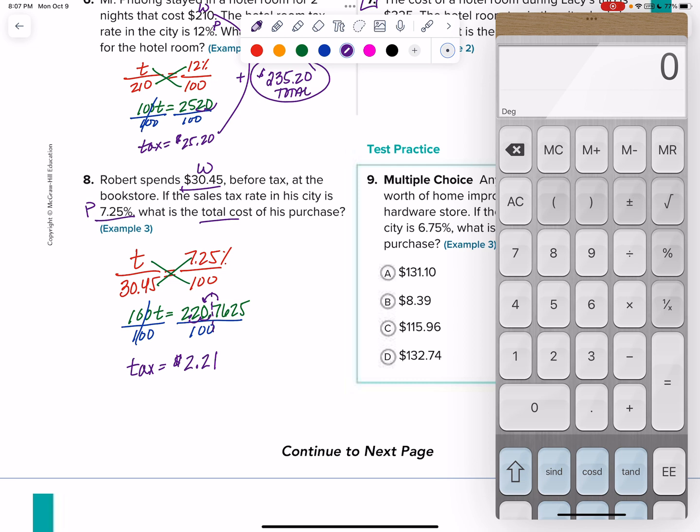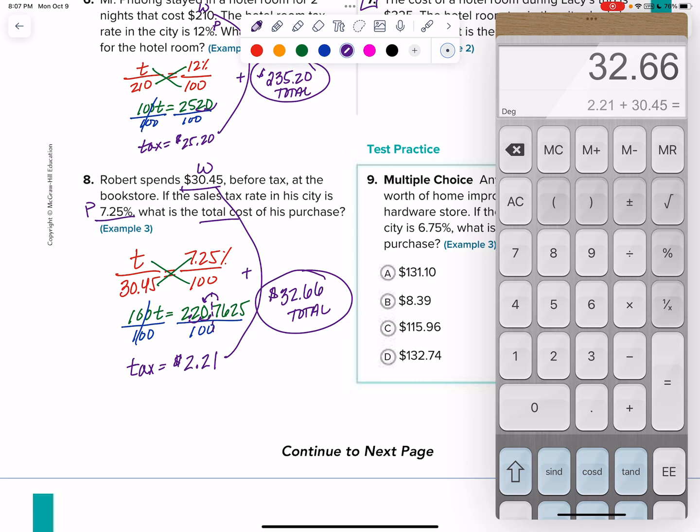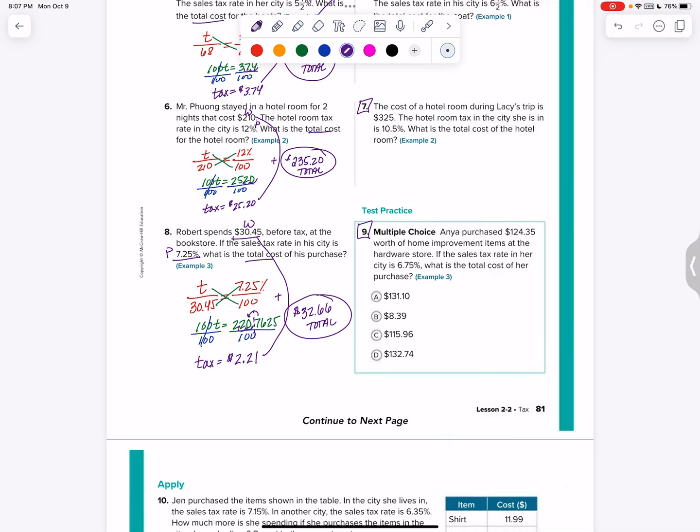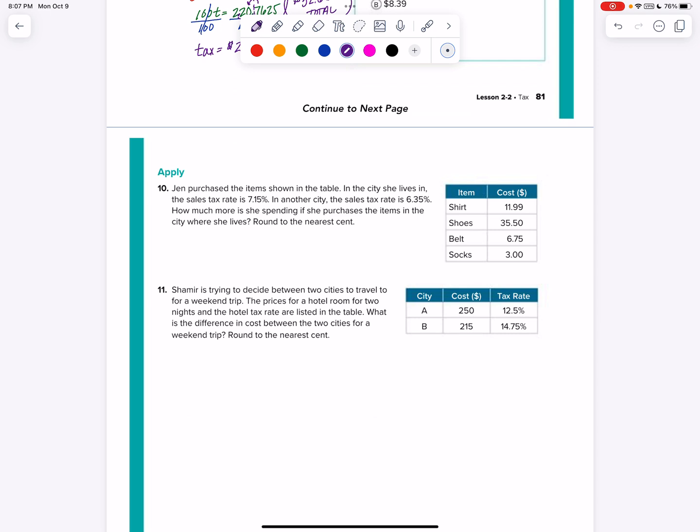All right, so let's go ahead and add that to the cost. $2.21 tax plus the $30.45, and we have $32.66 total as our answer. All right, you go ahead and take care of number 9 as well. I'm going to do 10, and then your job is 11.